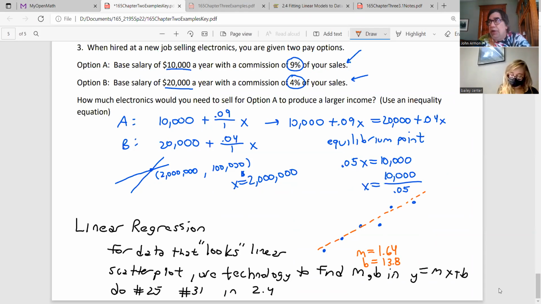If you want to get a scatter plot, go ahead. If you want to practice figuring out your M and your B, take some data sets and go ahead and do that.